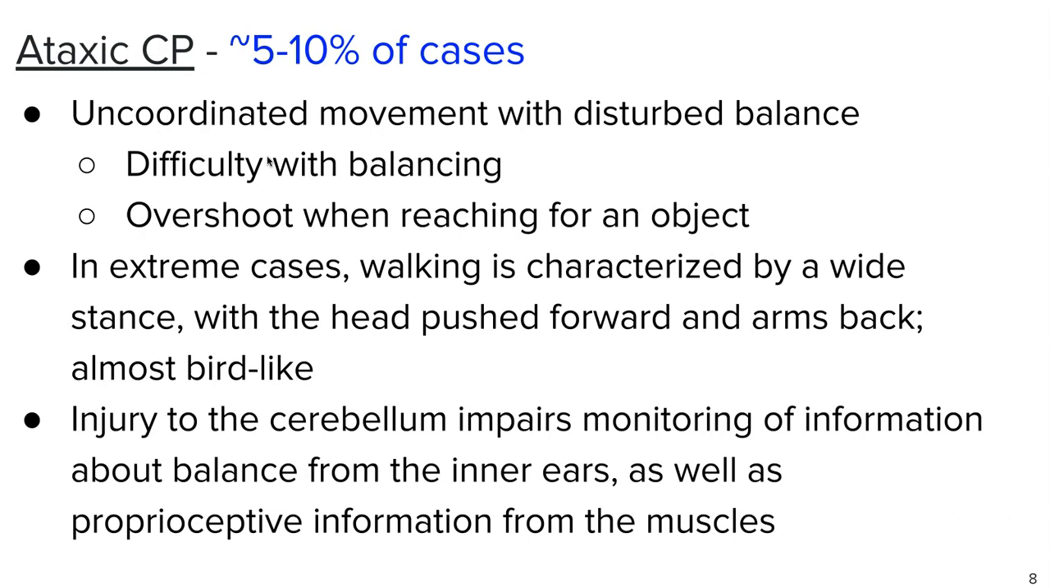All right, next we've got, in about 5 to 10% of cases, ataxic CP. People with ataxia are going to have uncoordinated movement with disturbed balance. So difficulty with balancing, often overshooting when reaching for an object. Adults with CP will often say that people think that perhaps they're drunk or over-medicated. Again, they lack that balance. They don't have smooth movements. They're likely to spill things. In extreme cases, walking is characterized by a wide stance, head is forward, arms back.